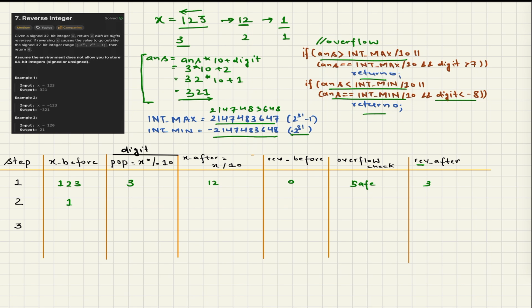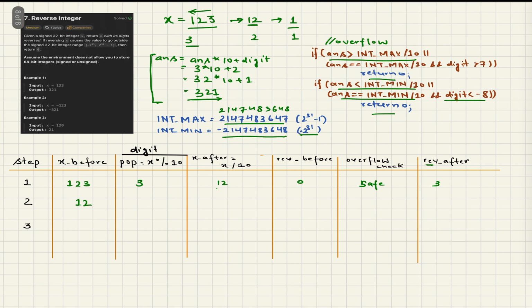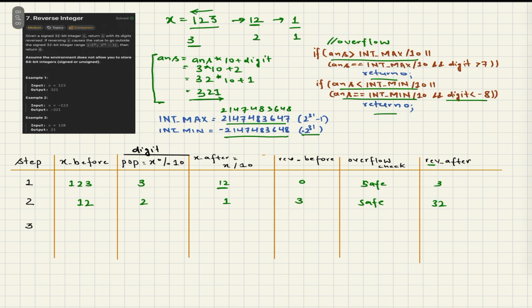Again, I'll take my x from the previous one. My x was 12 over here. I'm taking the same thing. Upon popping, 2 comes out. X after remains 1. Reversal before was 3. Is 3 within the limits? Yes, it is within the limits. And I'll add it to this, as this pop was within the limit.